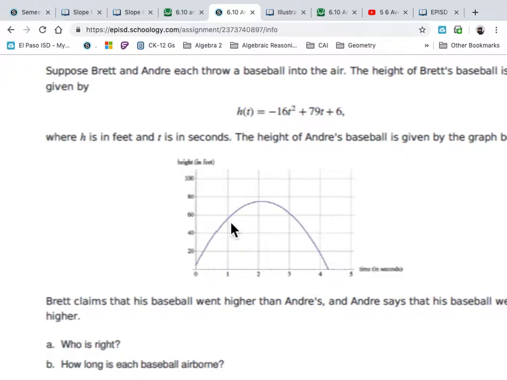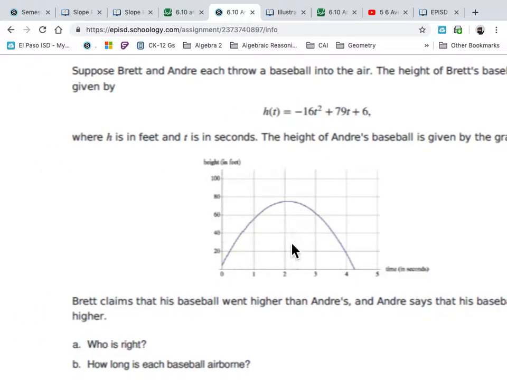For Andre, we're going to have to decide how far it went. Like in 2.5 seconds or 2.2 seconds, it went, is that 78 or 79? I'm not sure. 79? It says it on the equation. No, this is the equation for the first guy. This is the graph for the second. Well, it's still 79. Looks like 79? Yeah. But that's initial velocity, that's the height.